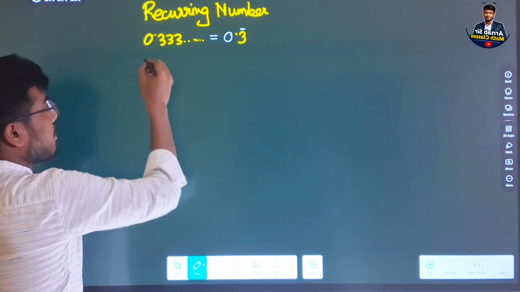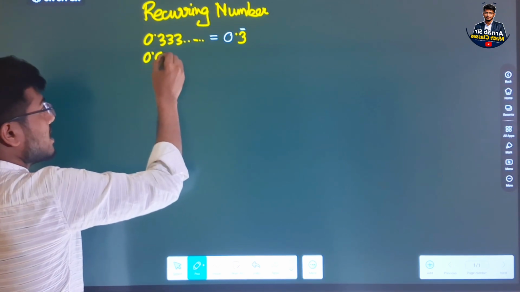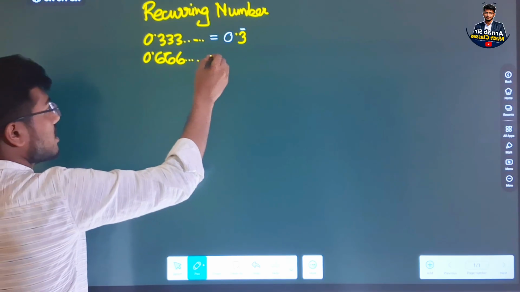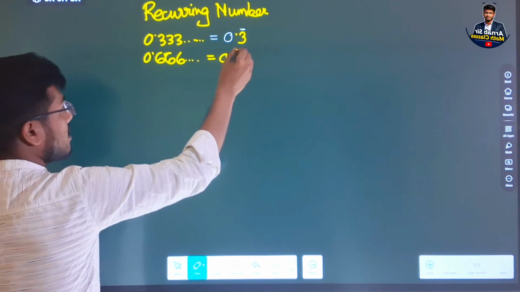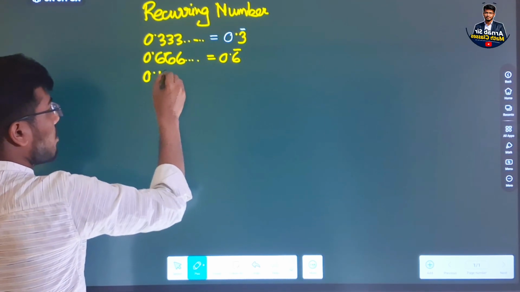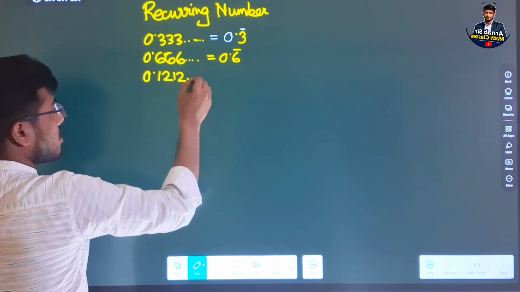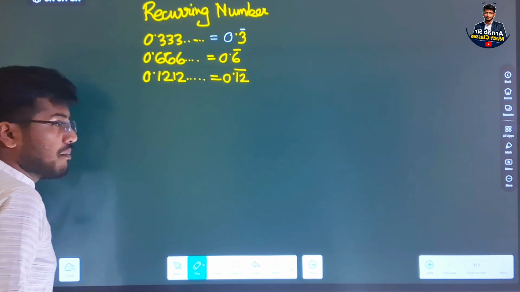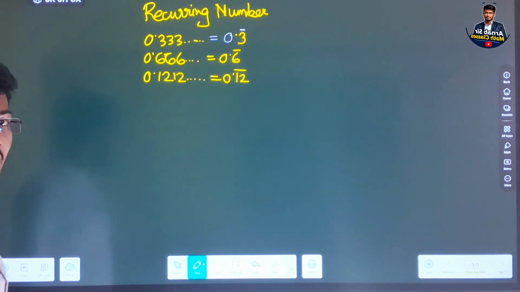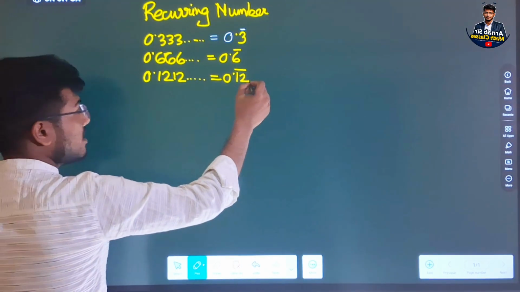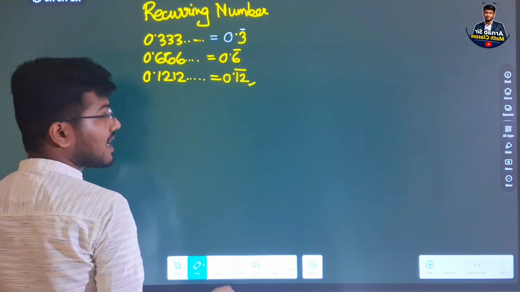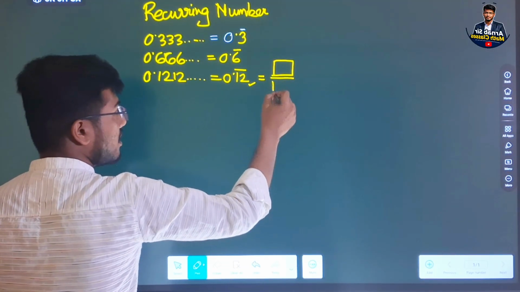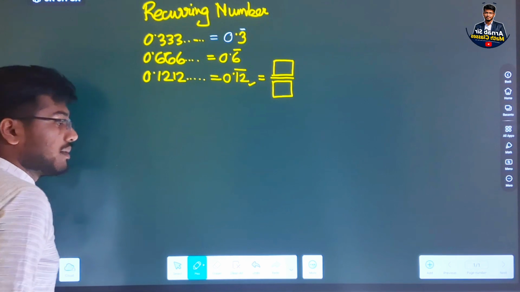Suppose the number is 0.6666 dot dot dot. Obviously we write it as 0.6 bar. Suppose we have 0.1212 dot dot dot, that means 0.12 with a whole bar. My task is to transform this decimal number into a fraction, that means to write it in the form of numerator divided by denominator.